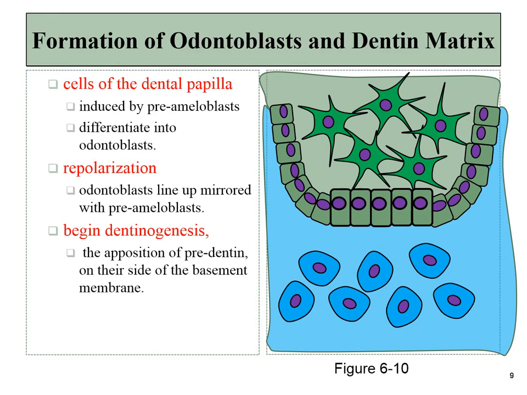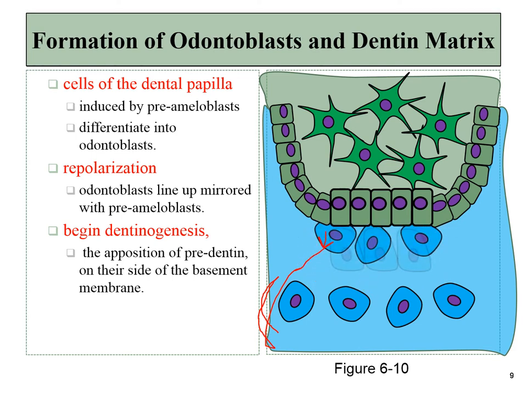Those pre-ameloblasts are in contact with some of the mesenchymal stem cells in the dental papilla, but not the rest of those mesenchymal stem cells down here. And so when the pre-ameloblasts secrete a morphogen, it will cause just the nearby mesenchymal stem cells to differentiate. They will migrate and begin repolarizing themselves opposite of the pre-ameloblasts and differentiate into odontoblasts, and they begin secreting dentin in that immature form that we call pre-dentin.